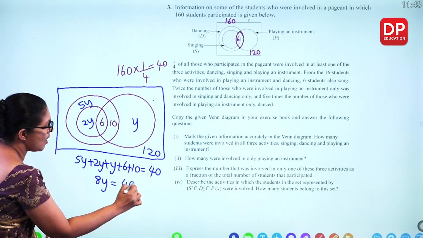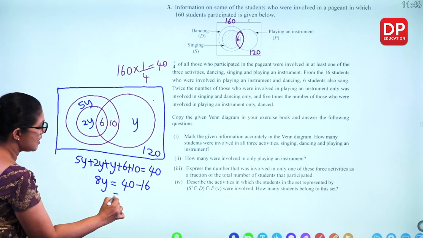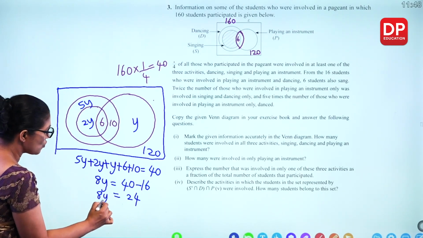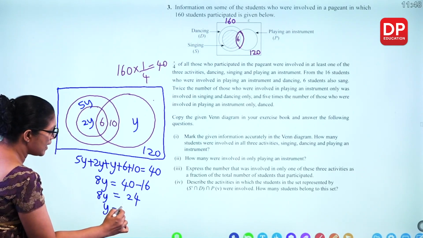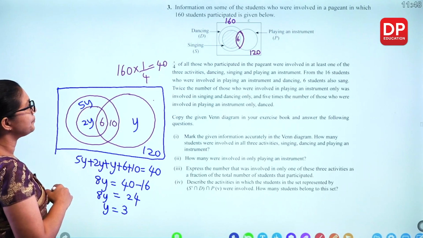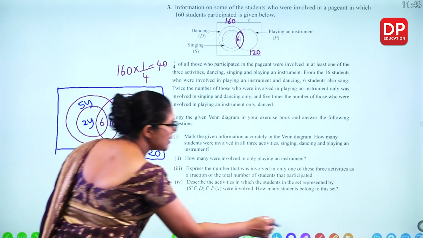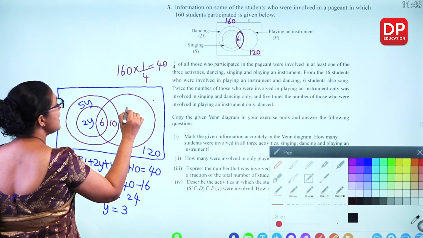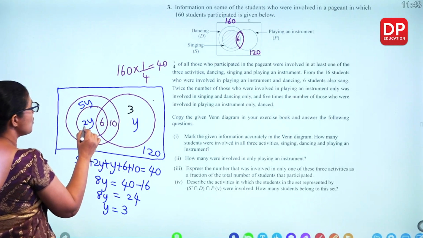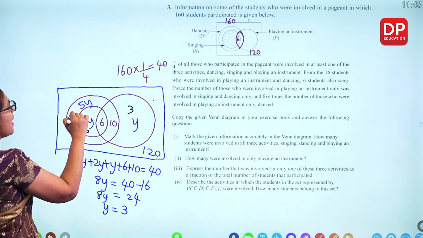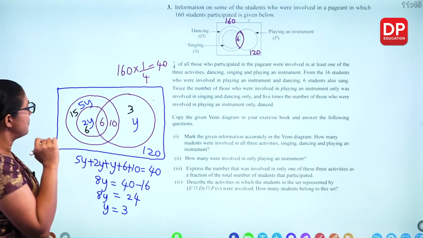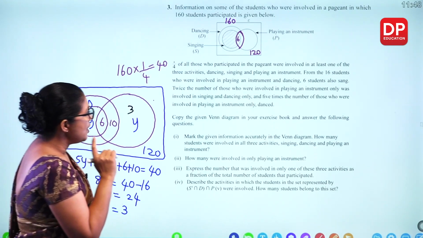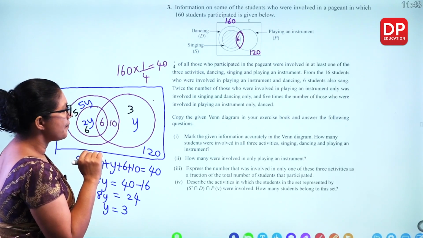Take 16 out, subtract 16, you get 24. So y equals 24 divided by 8, that's 3. So this number is 3 now. So this is 3. So 3 times 2 here 6, 3 times 5 you get 15 here. So that's the correct diagram, and we need to answer these questions.